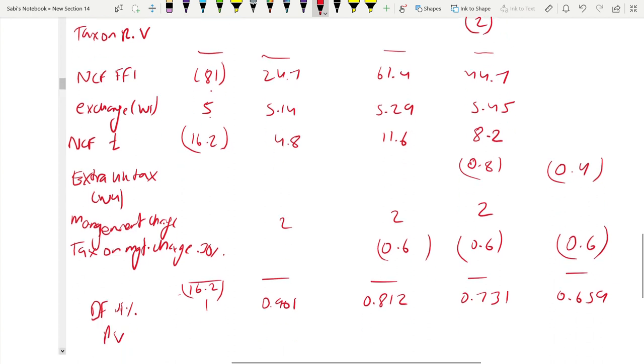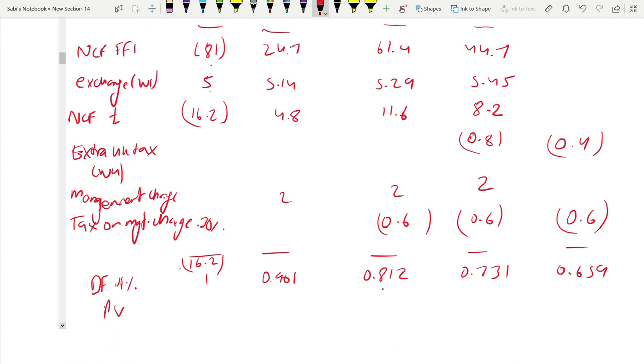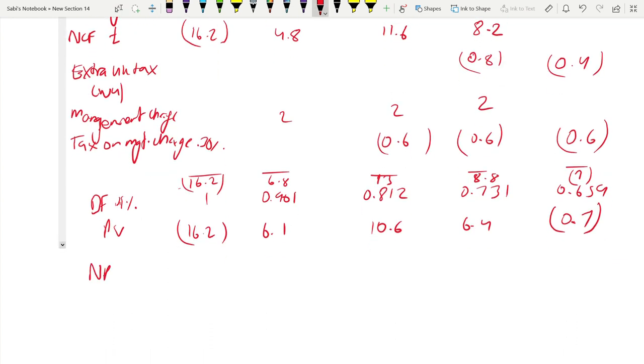So after taking everything into account, this will be 6.8, the cash flow, 13, 8.8, 1, negative 1. Okay, when you are taking the present value, this will be 16.2, 6.1, 10.6, make sure you are getting the figure, 6.4 and 0.7 in negative. And when you are taking the net present value, just the sum of all the present value, it will be in pounds 6.2 million. So, accept the project. You have to write it. So, accept the project.